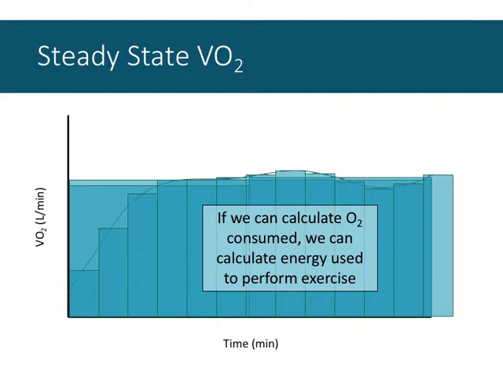All we want is to be able to calculate oxygen consumed and then approximate the energy expended. And if we stop there, if we assume 1 liter of oxygen is 5 kcals, we're doing pretty well. But we're not going to stop there. We're going to get more detailed. This is a pretty good approximation.